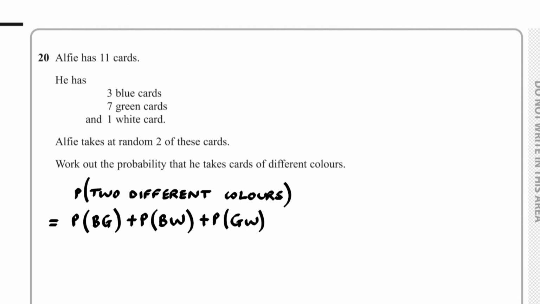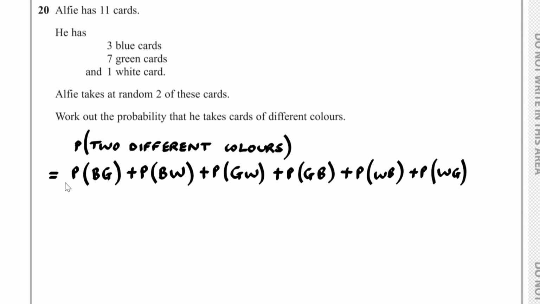have green and white, or we could have this the other way around, whereby we have the green and then the blue, the white and then the blue, and then the white and then the green. Well, let's calculate these probabilities. So blue and green. So that will be 3 out of 11. Now, because I've already chosen the card, there's going to be 10 left, and then green, that will be 7 out of 10.